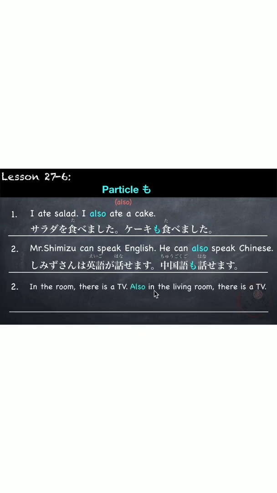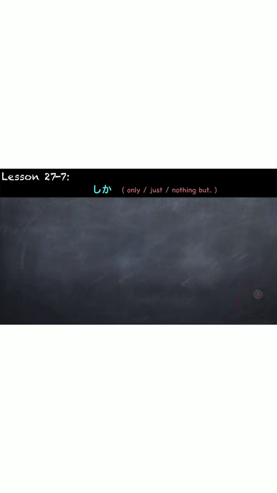In the room, there is a TV. Also in the living room, there is a TV. 部屋にはテレビがあります。リビングルームにもテレビがあります。And last is the word しか meaning only, just or nothing but.